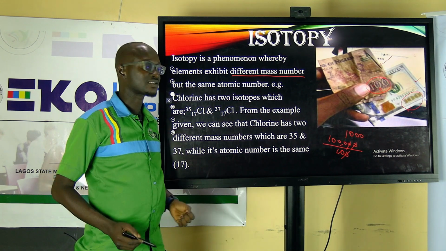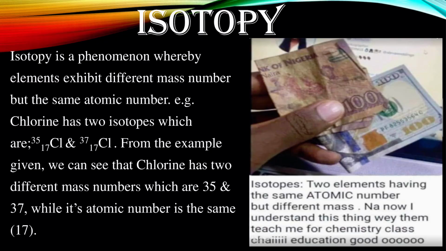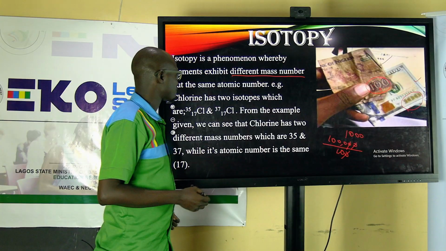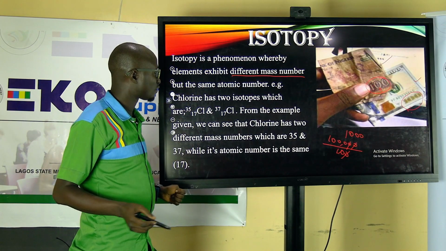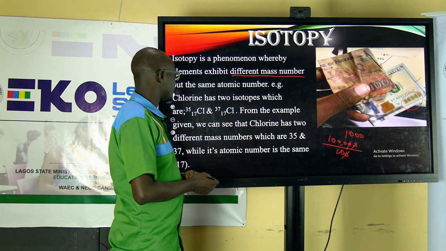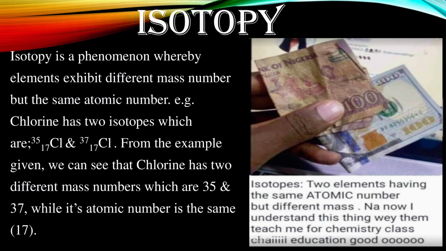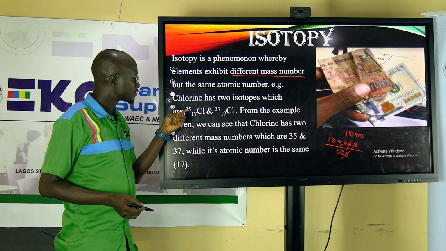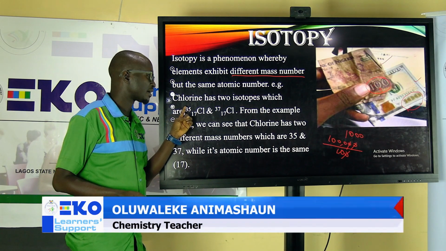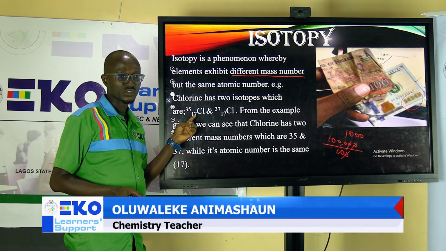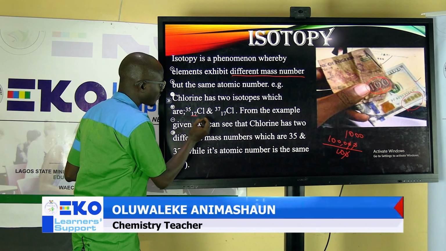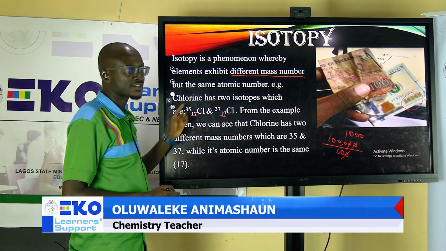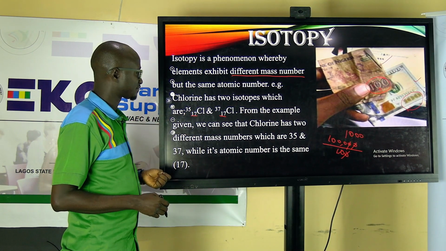So what we are trying to say in essence is that isotopy is a phenomenon where elements exhibit different mass numbers, but the same atomic number. Example: chlorine has two isotopes, which are chlorine 35 and chlorine 37. Remember, students, that the number at the top is the mass number, while the number below is the atomic number. So you can see that the atomic numbers are the same, but it's the mass number that is different, but it's the same element.